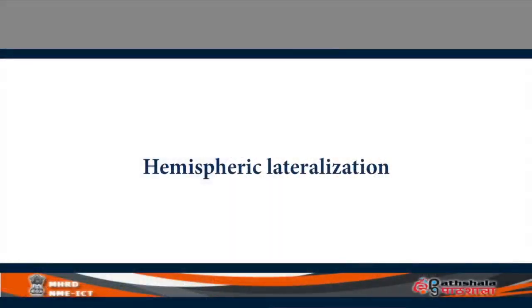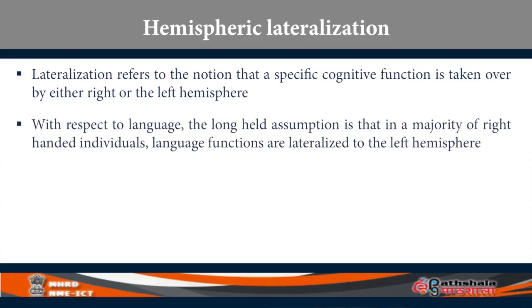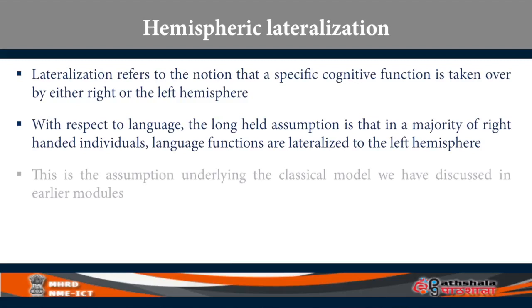Okay, let's look at hemispheric lateralization first. What is lateralization? The term lateralization refers to the notion that a specific cognitive function is taken over by either the right hemisphere or the left hemisphere. With respect to language, you have learnt in the other modules that the majority of language related functions in right-handed individuals are lateralized to the left hemisphere, because Broca's area, Wernicke's area and all these important language areas are supposedly present only in the left hemisphere. So, language functions are lateralized to the left hemisphere. This is the main assumption underlying the classical model of language brain relationship, which we have discussed in earlier modules.